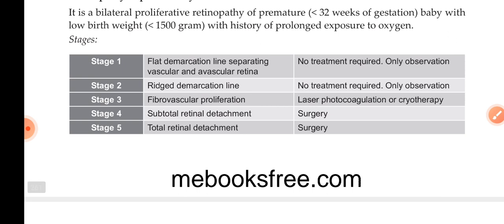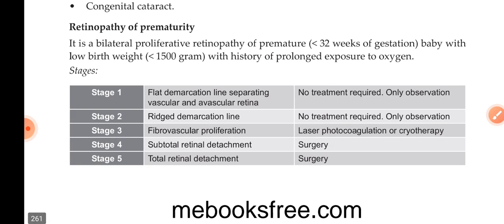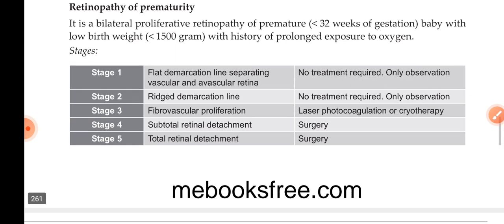Okay. First is retinopathy of prematurity. It is a proliferative retinopathy of premature babies, less than 32 weeks. Okay. There is a line of demarcation between vascular and avascularization zone. That line will become more prominent, then fibrovascular proliferation, then retinal detachment occurs. Based on that, there are treatment modalities. Okay, you can see that.